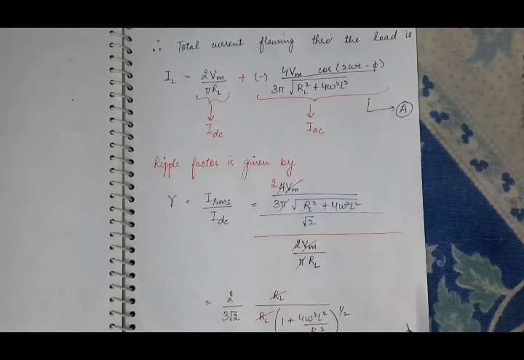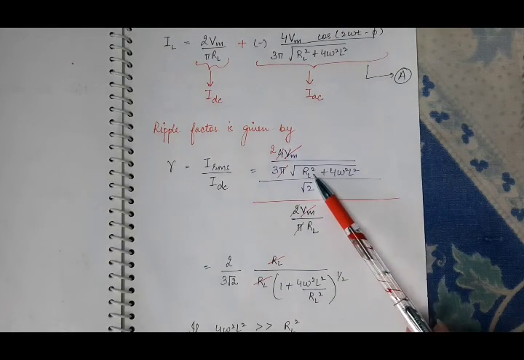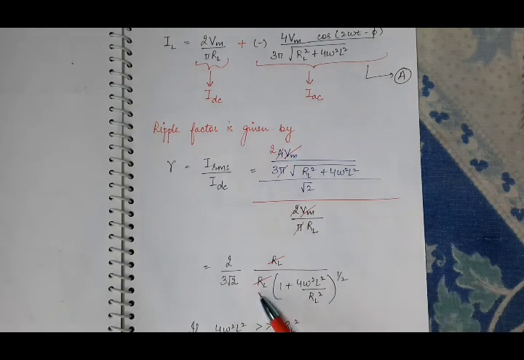Now cancel the similar terms. So the similar terms will be cancelled out. Here take this RL square common. And when you take RL square common from the square root, you will have this RL, and this RL will be cancelled out with this RL, and we have this.